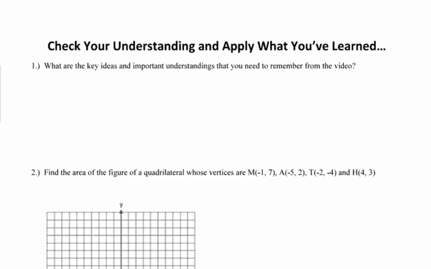As always, thank you for the gift of your time. Do take a few minutes, summarize the key ideas and the essential understandings that you need to recall from this lesson, and then see if you can apply your newfound knowledge and skills to solve the questions on the next page.